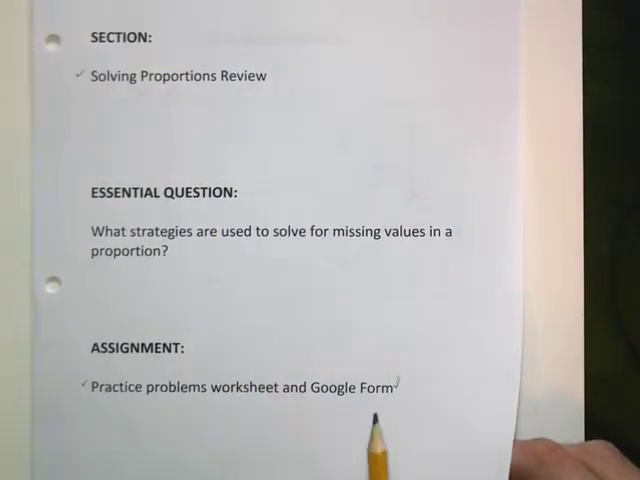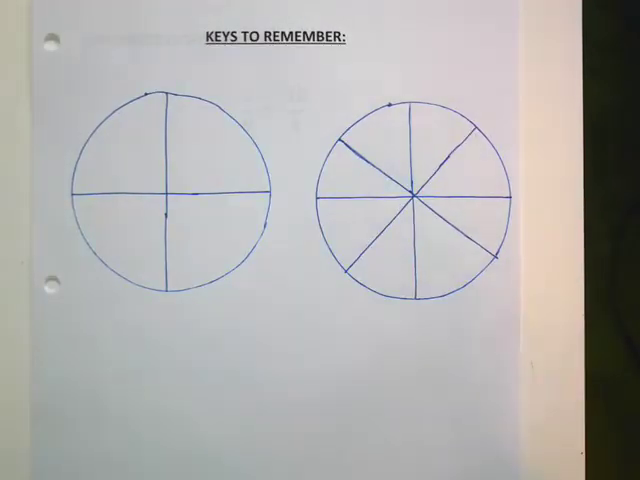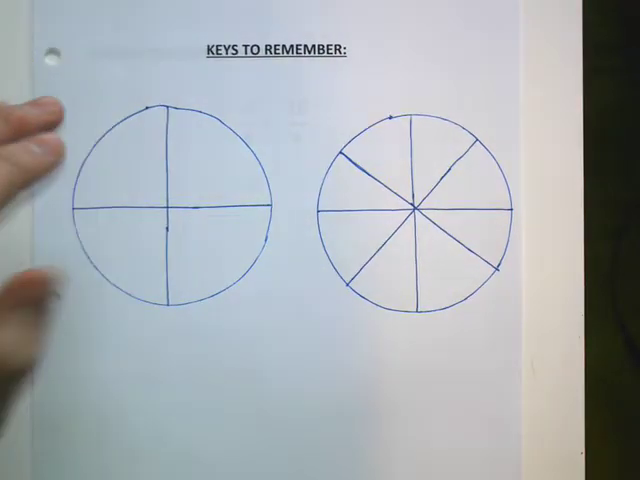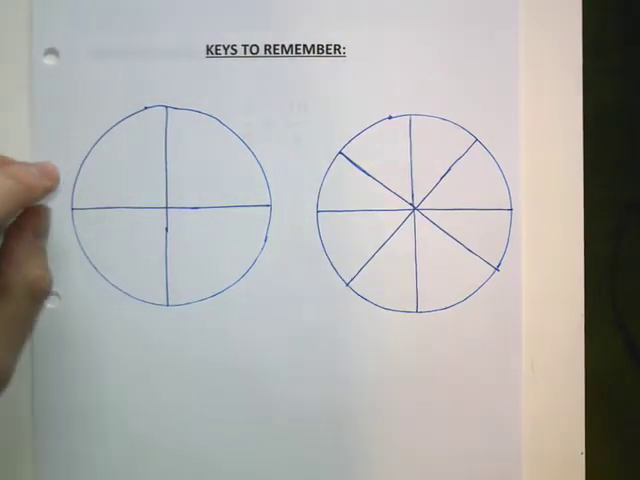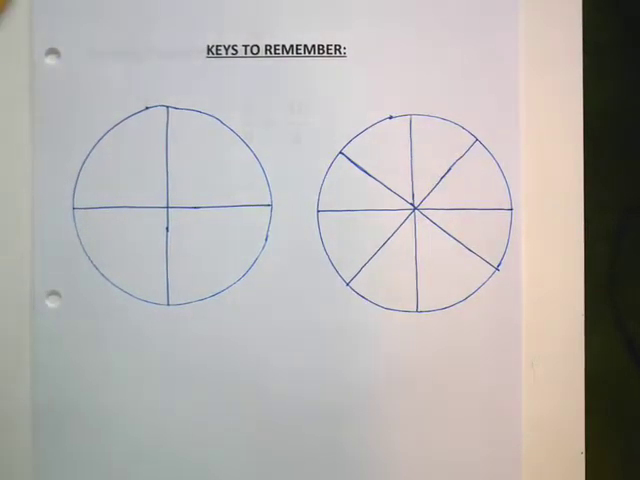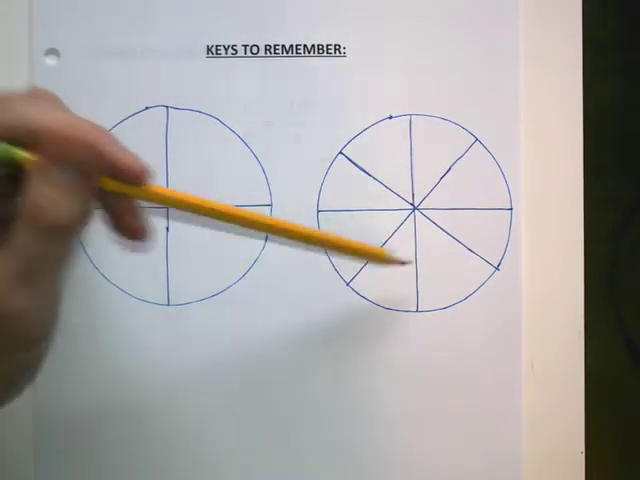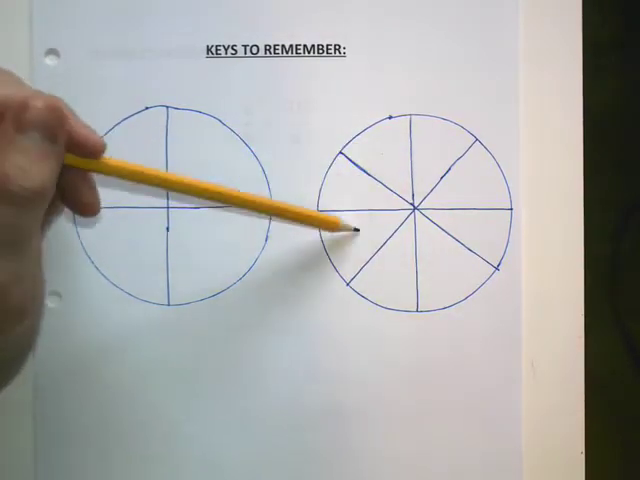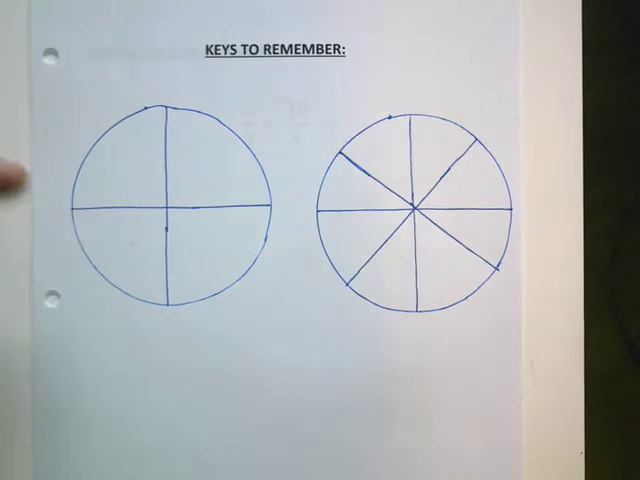I think the best way to start is to review what proportions are and why we talk about proportions. So I've got two circles here. Let's pretend these are two different cakes. One cake is divided into 4 slices, 4 really big slices. And the other cake is divided into 8 pieces: 1, 2, 3, 4, 5, 6, 7, 8, right?